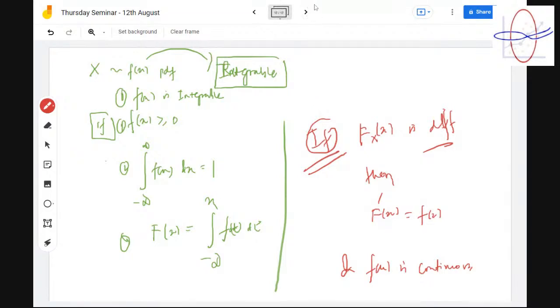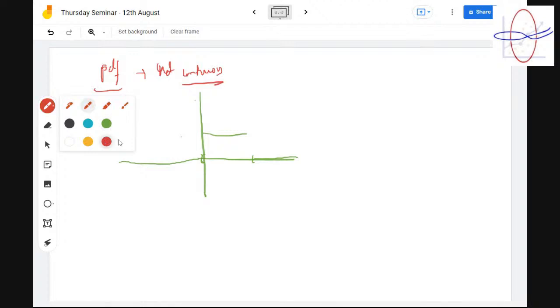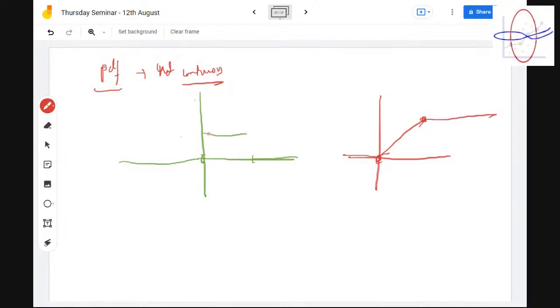So here is an example of a PDF that is not continuous. It's the uniform distribution on 0 to 1, that was mentioned earlier. And its CDF looks like this. It's continuous. Its PDF can be discontinuous, but its CDF is continuous. So the integration of every integrable function is always continuous.